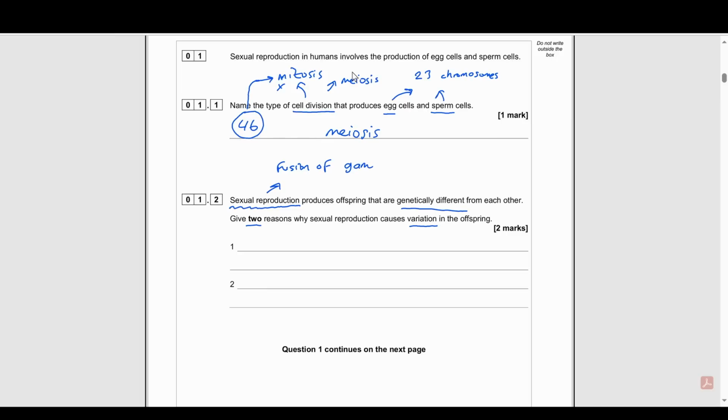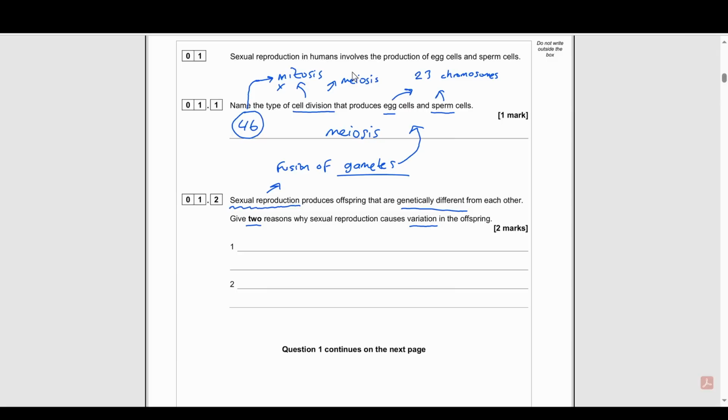Now, what are our gametes in this case? Our gametes will be our sperm and egg cells. So as I said before, the egg cell and sperm cell need to fuse together, and that will give us organisms or cells that have 46 chromosomes. But they are genetically different from each other.